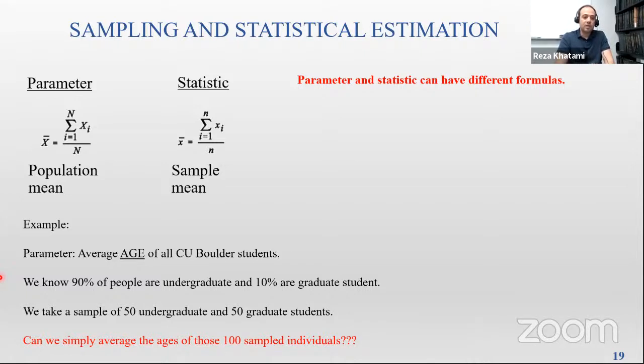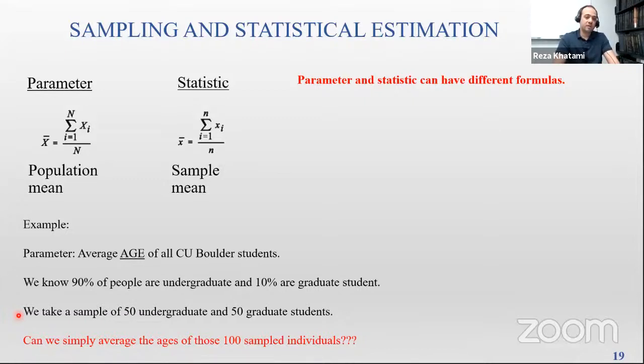Now let's say we know that 90% of the students are undergraduate and 10% are graduate students. If we take a sample of 50 undergraduate students and 50 graduate students, the question is, can we simply average the age of these 100 individuals to get an estimate of all students? I think it's very clear that we cannot do that because we have equal number of samples from the two groups, but we know that graduate students only represent 10% of population. So the equation for the statistic in this case is based on a weighted average of observations. So the equation for the statistic would be different from the parameter.